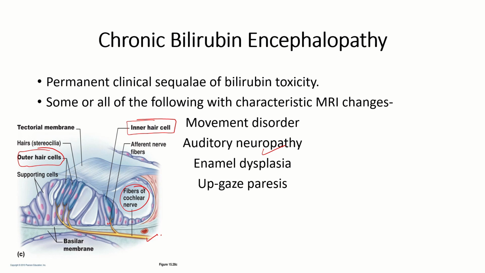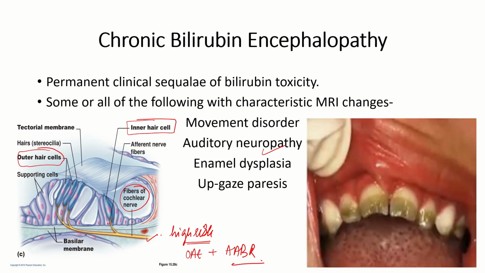And therefore, it is essential to consider all of these kids who are NICU graduates with ABE as high risk kids. And in them, the hearing screening will be done by both OAE as well as AABR, and not just OAE, because these are high risk kids. The third feature is enamel dysplasia. And then lastly, we have upgaze paralysis.